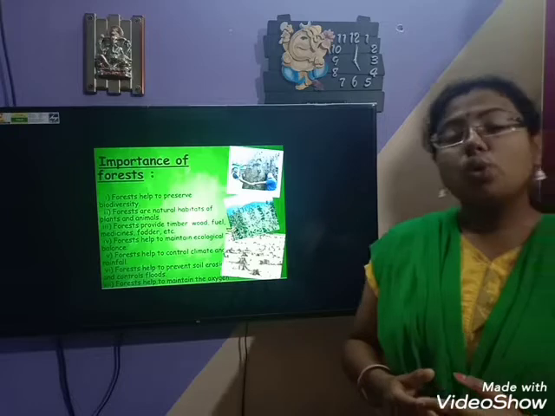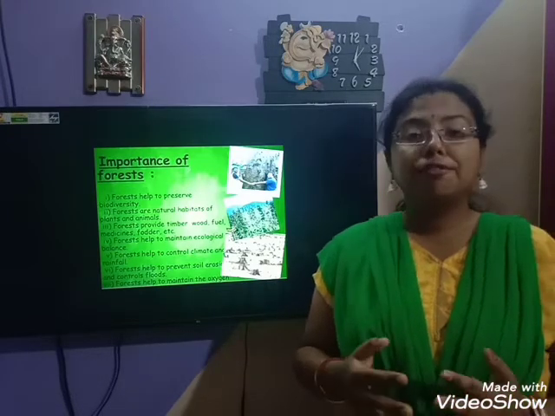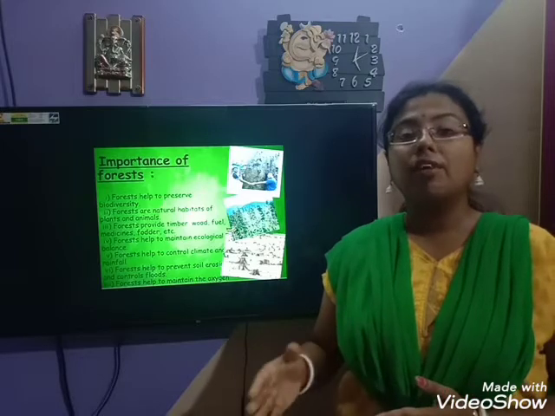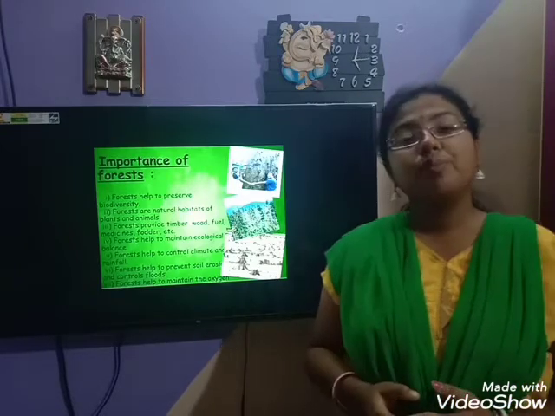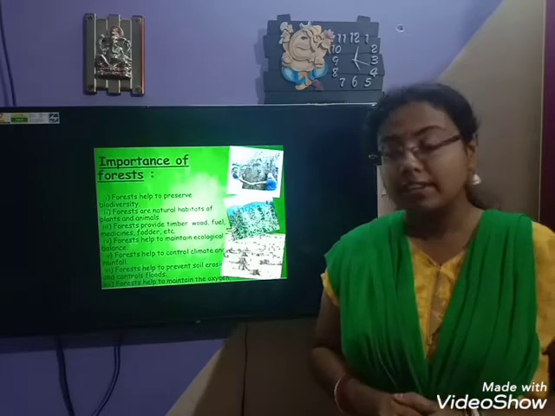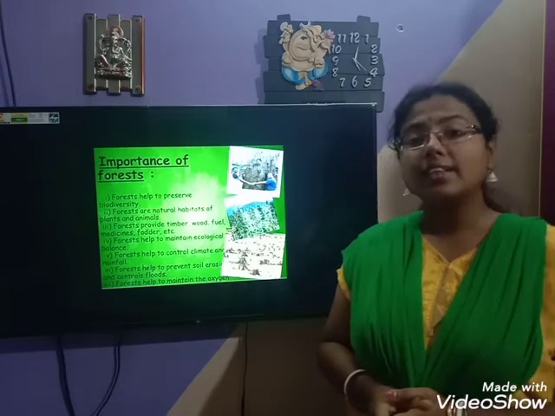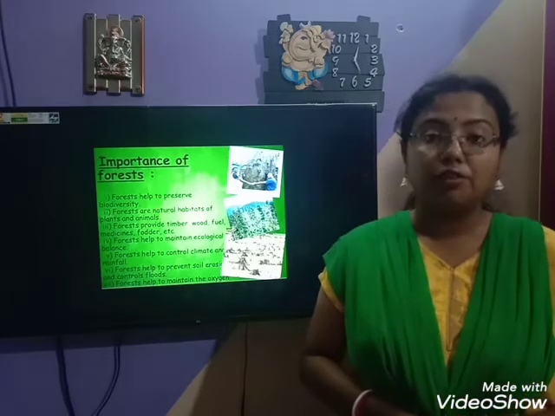The forest also provides us timber, wood, fuel and food to fulfill some of our needs. Forest helps to maintain the ecological balance on the earth's surface. Forests help to control climate as well as rainfall.